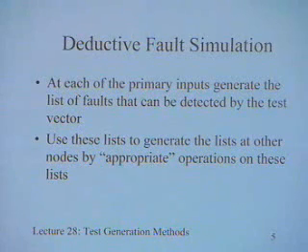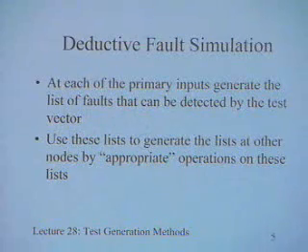At each of the primary inputs, we generate the list of faults that can be detected by the test vector. That is fairly simple. At a primary input, if the test vector has a particular input to be 0, the fault that can be detected is stuck at 1. And if that particular input is 1, the only fault that can be detected is stuck at 0.